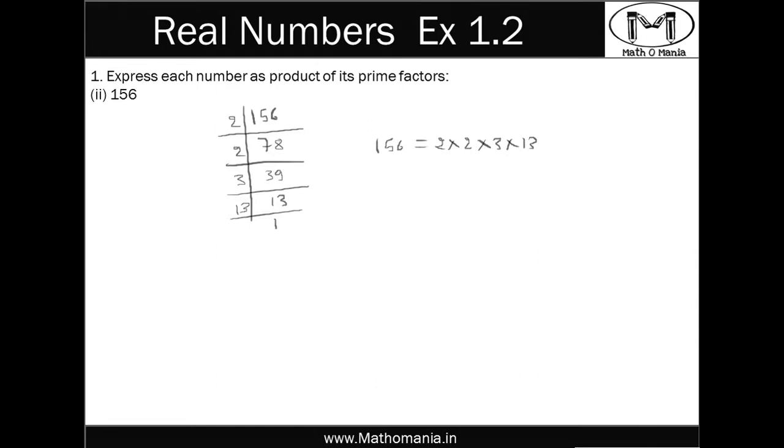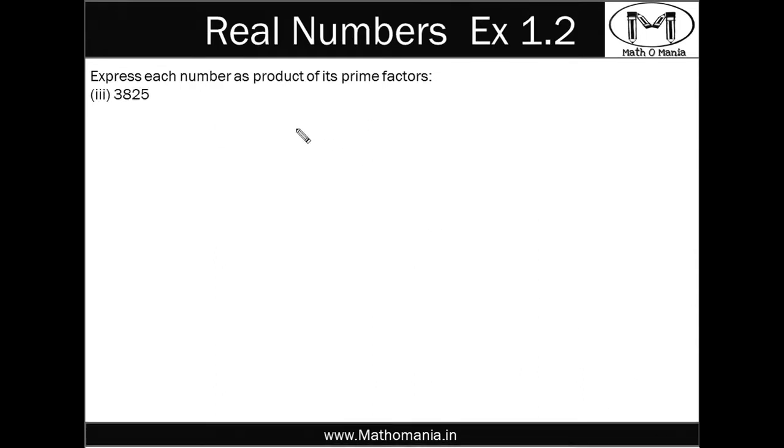Moving to the third part, 3825. Now this number is not divisible by 2. We'll check whether this number is divisible by 3 or not. The rule of divisibility of 3 is that the sum of digits of the number should be divisible by 3. We'll check the sum of digits. 3 plus 8 is 11, plus 2 is 13, plus 5 is 18. So 18 is divisible by 3, so this whole number is divisible by 3. We'll divide this number by 3.